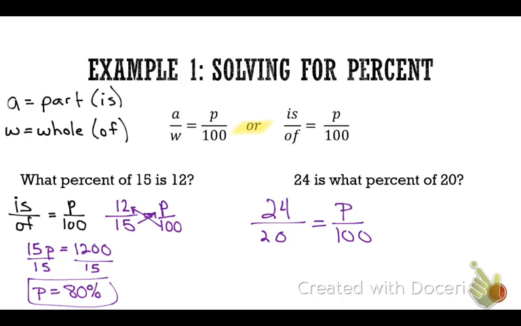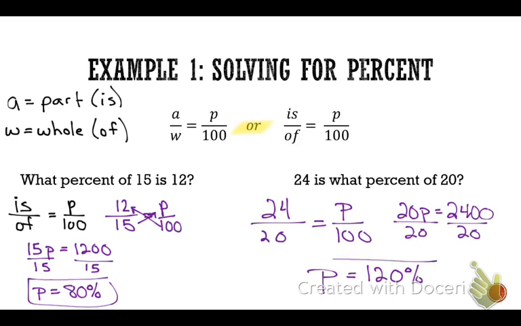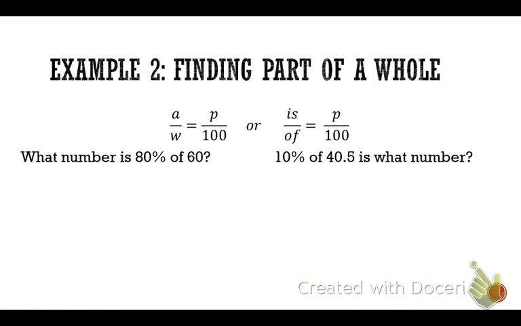Okay, so you get 20P equals 2400. Okay, divide by 20, both sides. And the percentage is 120%. All right, did anybody get that right before I put it up there? Good. Okay, example 2. Man, example 2 looks a whole lot like example 1.